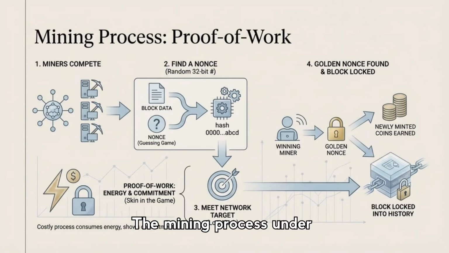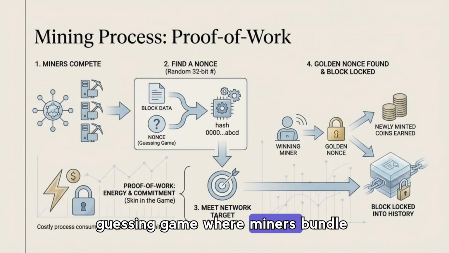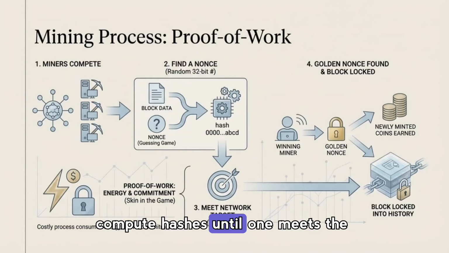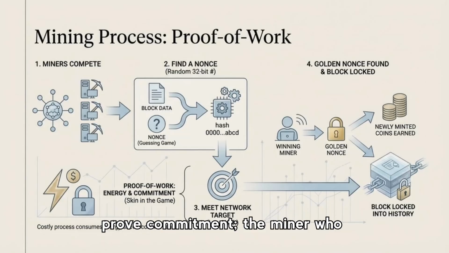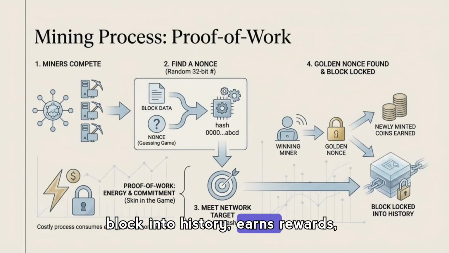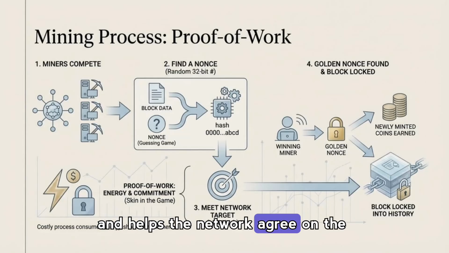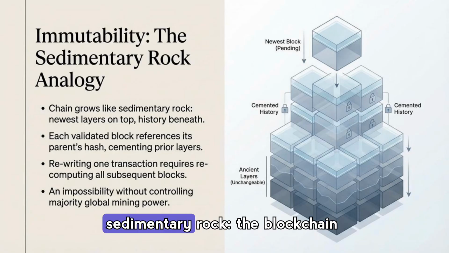The mining process under proof of work is a competitive guessing game where miners bundle block data, vary a nonce, and compute hashes until one meets the network's difficulty target. That costly energy and computation prove commitment. The miner who finds the golden nonce locks the block into history, earns rewards, and helps the network agree on the next accepted state.